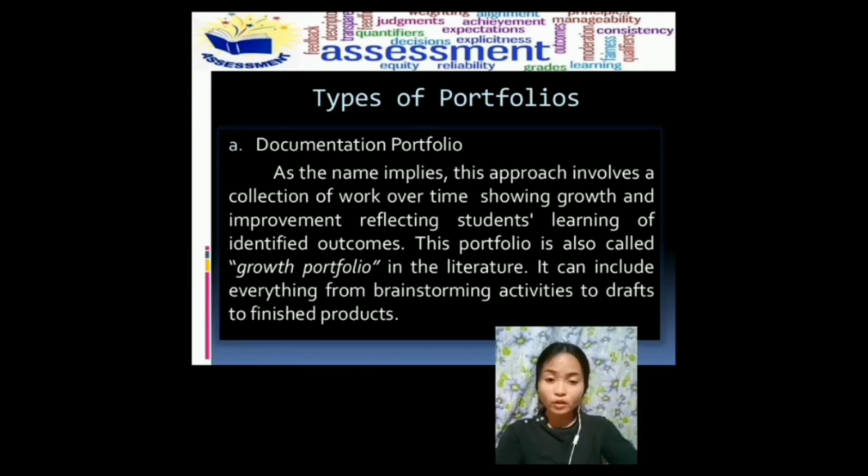And also, from the word growth portfolio, we can determine the growth of each student, if they really understood. This is where our learning outcomes can be showcased.